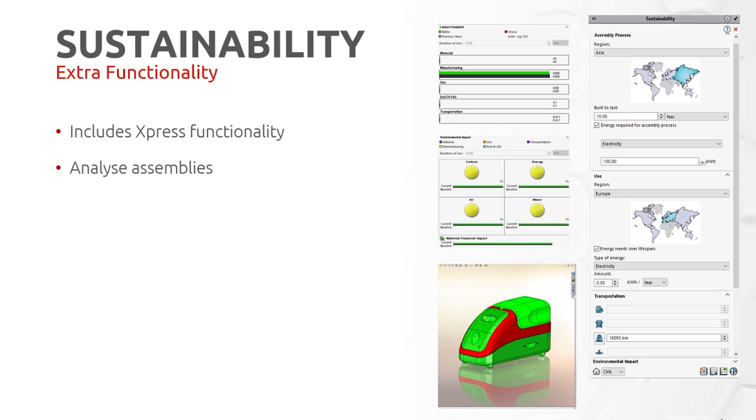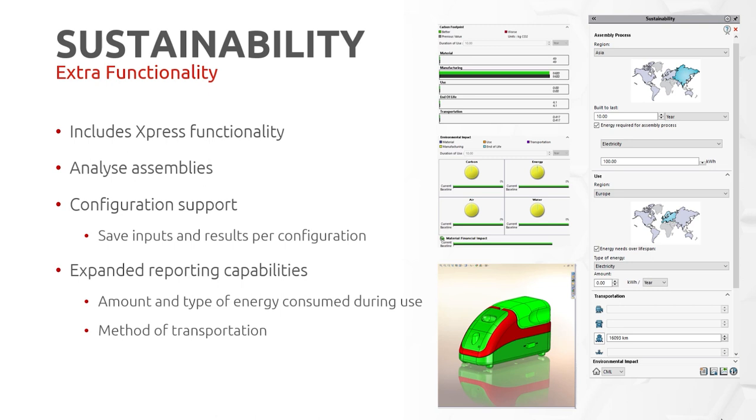Lots of parts come together during the assembly process, so there may be energy consumption in assembling our design, but also that final design needs to be shipped to the end user. So these things need to be taken into consideration. It may also be that we have an element of power for an electrically operated device. It also supports configurations. And as I said, it has some expanded capabilities for things like amount and type of energy consumed during use. We'll also see the assembly visualization tool and how the results can be used alongside that.